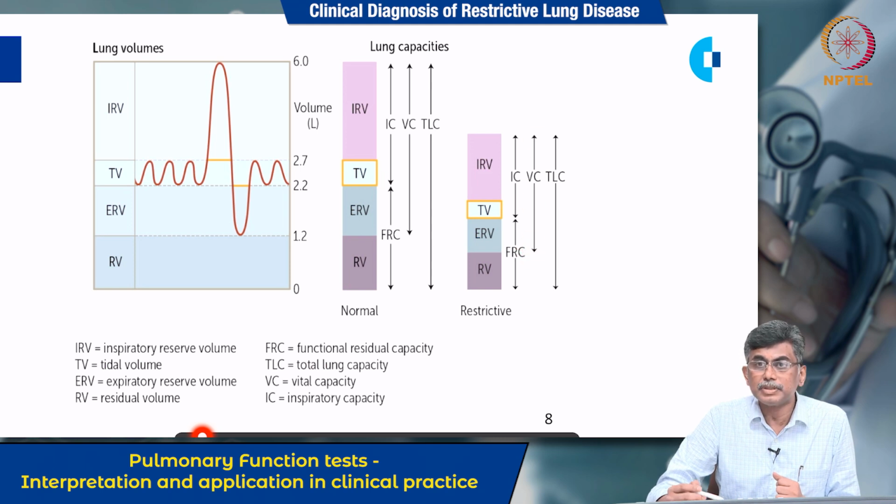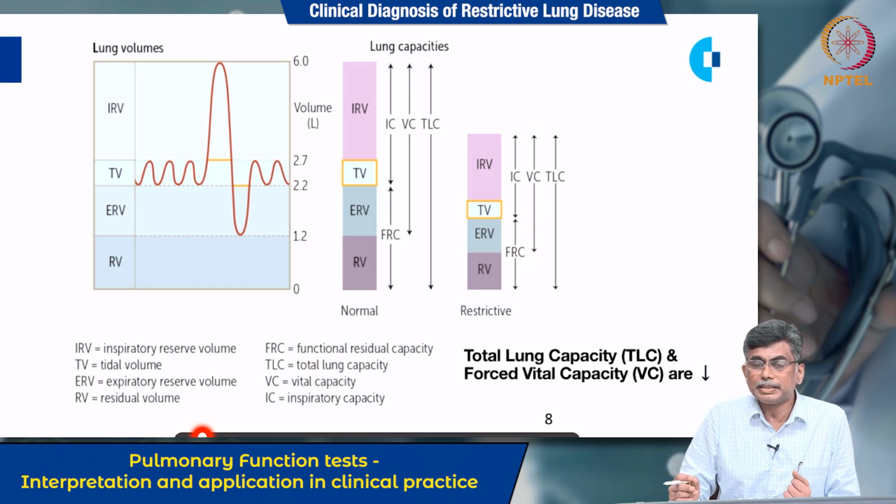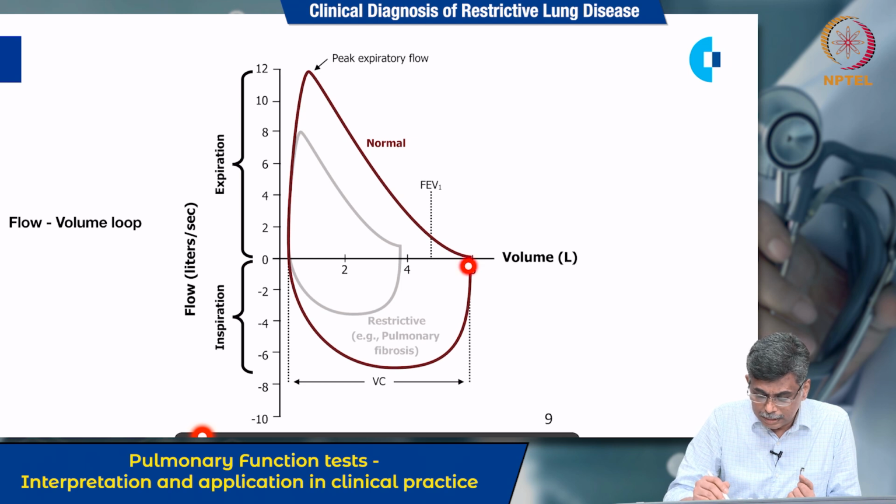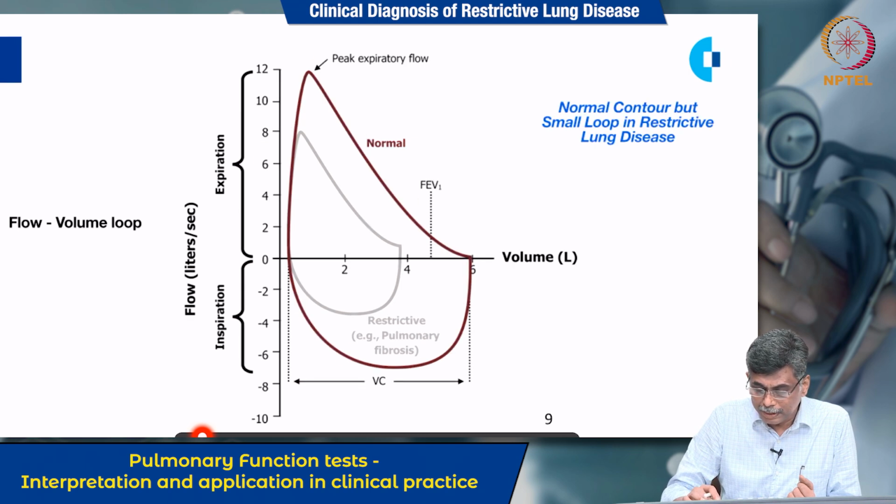There is also reduction in the forced vital capacity. Forced vital capacity is nothing but total lung capacity minus the residual volume. So, as you can see, in restrictive lung diseases, the total lung capacity as well as the forced vital capacity are reduced. Now, this can also be seen in a flow volume loop. This is the normal flow volume loop. What happens in restrictive lung disease is that it has the same contour as a normal lung, but the loop is small. These are the flow volume loop changes which occur in a restrictive lung disease.